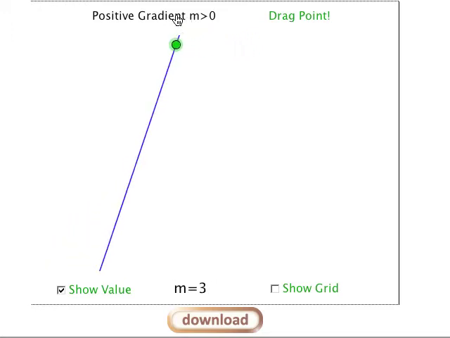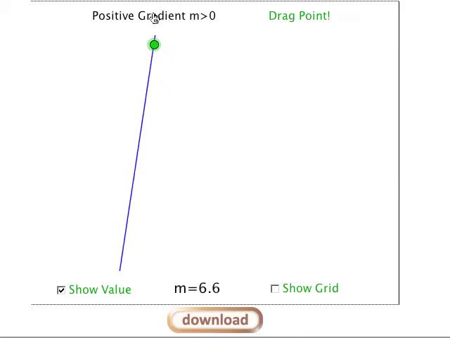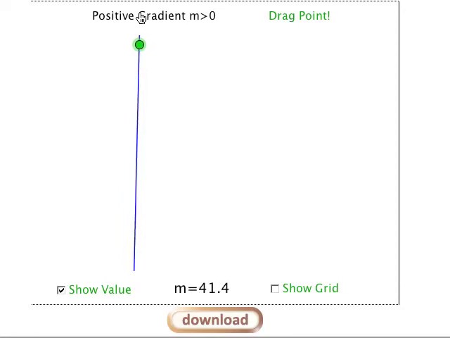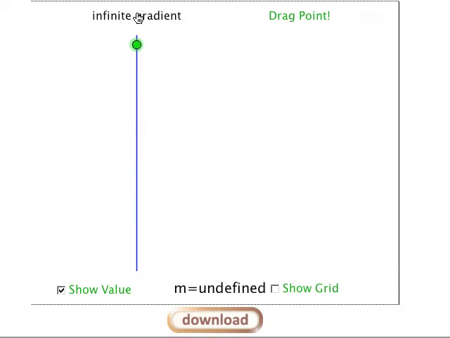As we increase the steepness even more, it increases until we approach a vertical position. It's getting very large values of the gradient there. That's almost vertical, and then as we reach the vertical position, the steepness at this point is infinite, if you like, so we can't really give a value to m. We say that it's undefined because it's an infinite gradient.